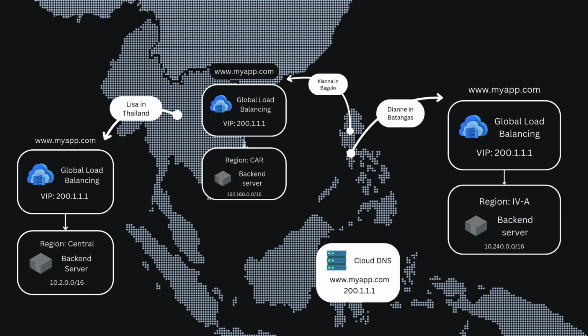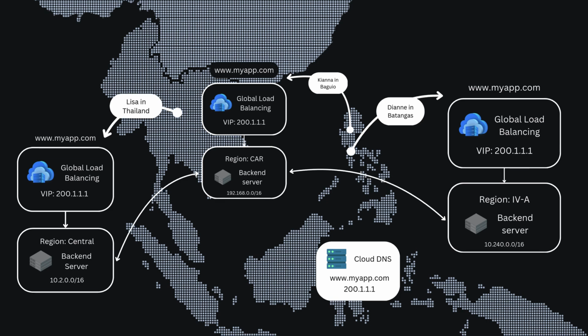For example, when Lisa from Thailand accesses the application, she is routed to the nearest instances in Thailand. If those servers become overloaded, auto-scaling is triggered, and Lisa is temporarily redirected to other available instances until additional capacity is ready in Thailand, ensuring a smooth user experience.